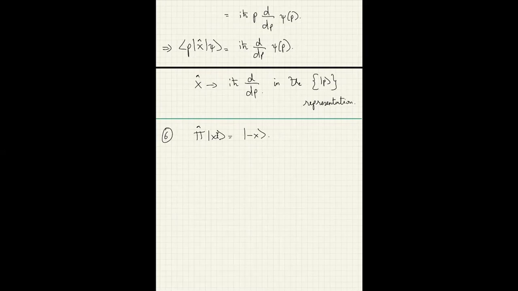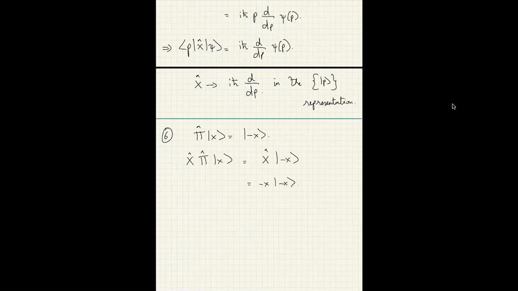So let us work it out. The combined operation of x and pi on the x state. What would this be? Well, pi acting on the x state is going to give me minus x. So this is x acting on minus x. And the x operator acting on the ket minus x is simply going to give you the corresponding eigenvalue, which in this case is minus x, minus x.